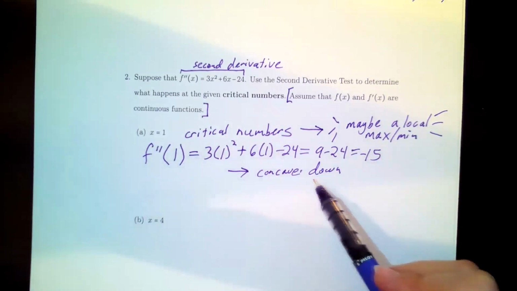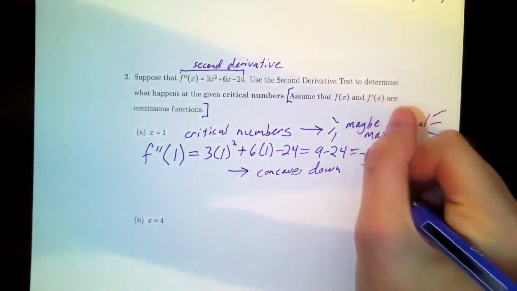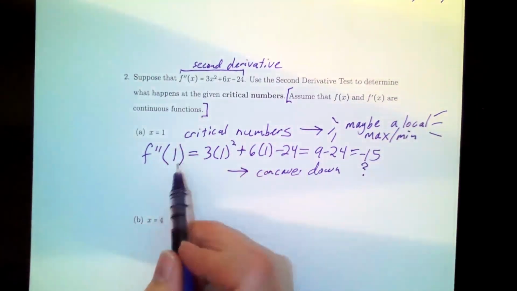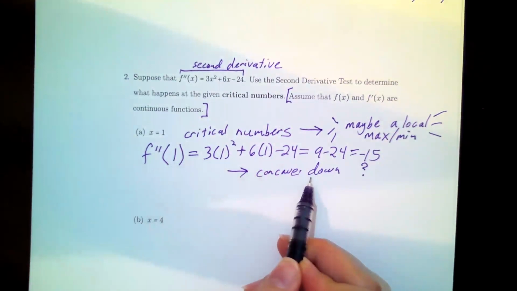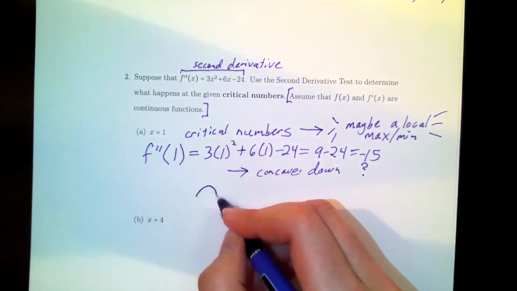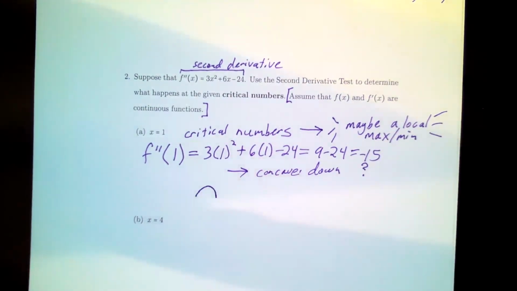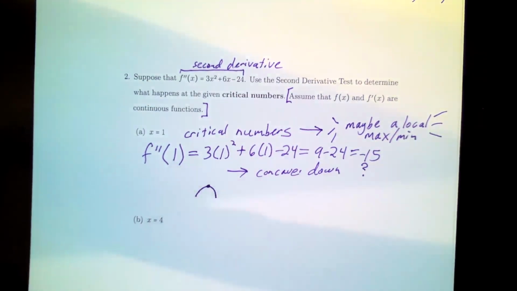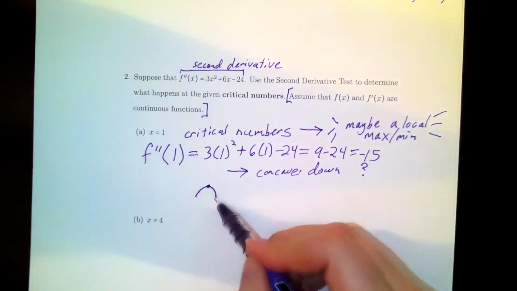It's up to us to put 2 and 2 together. What does that mean about my function? Well, we plugged in a critical number, and my graph is concave down. So if you draw your little shape, your bowl shape, it's concave down, what has to happen at that critical number? It has to be a maximum because that's how the shape of the curve looks.